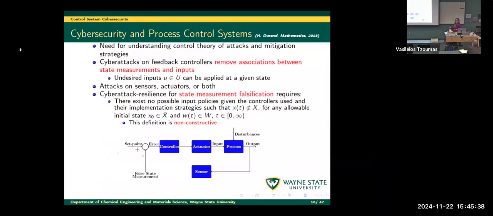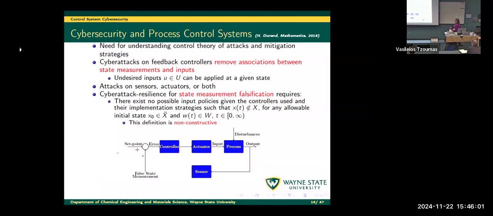So in order to try to move toward that broad goal, there's a need to understand the control theory of attacks and the mitigation strategies. And so the first thing we can do is say, what are cyber attacks? And mathematically, what they would be is something that removes the associations between our state measurements and our inputs. So essentially now, any undesired inputs that are in my input bounds could be applied at a given state.